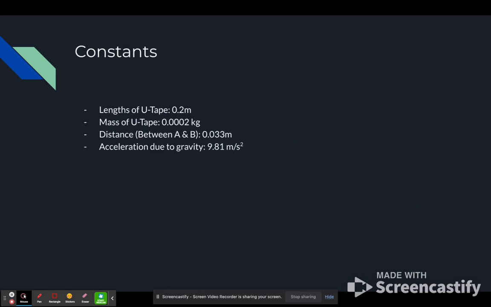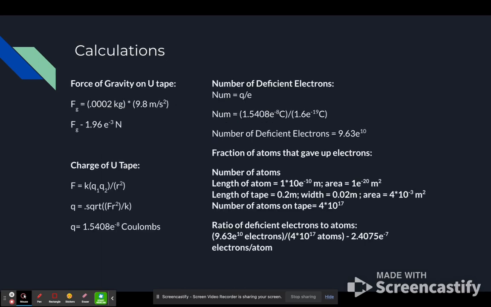Constants. The length of the U-tape is 0.2 meters. The mass of the U-tape is 0.0002 kilograms. The distance between point A and point B is 0.033 meters. And acceleration due to gravity is 9.81 meters per second squared.